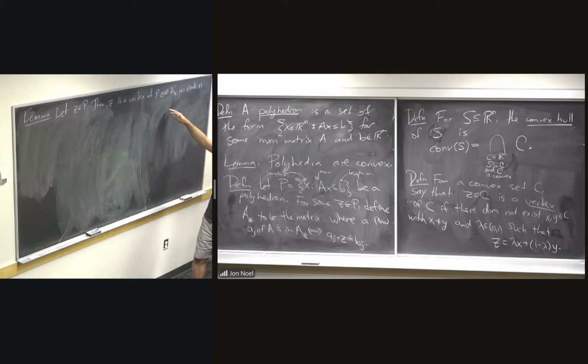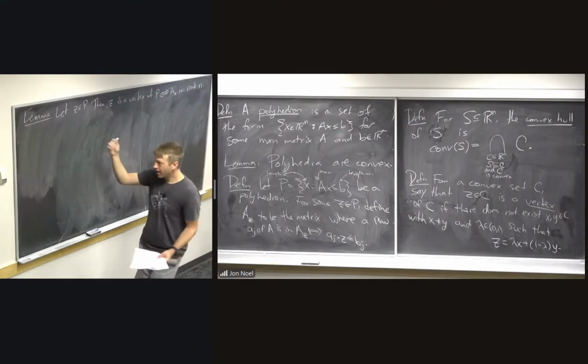But the rank is what's important, because I could have 2 constraints that are the same, like 2x minus y at most 3 and 2x minus y at most 4. In any case, there could be some redundant constraints in here. If anything's redundant, it doesn't make a difference. So really what matters is if this has rank n. Anyway, let's prove this.